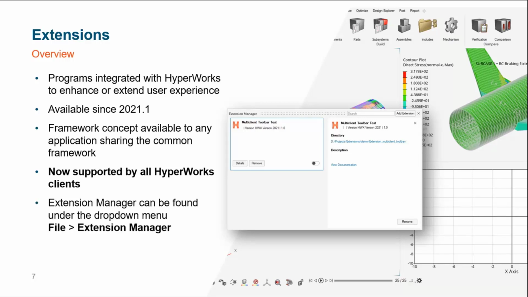And last but not least, I want to point out the main access point when it comes to extensions, and that is the drop-down menu File. And then towards the bottom, you will see the option Extension Manager.